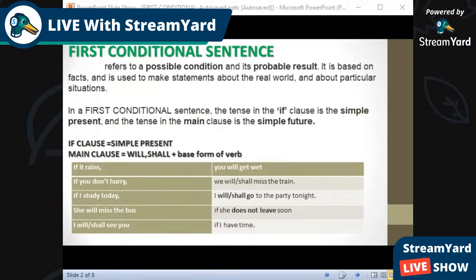So again, I'm talking about the first conditional. First conditional sentence talks about a possible condition and gives us a probable result, based on facts about the real world and particular situations. Regarding the structure, we have the if clause and the simple present.